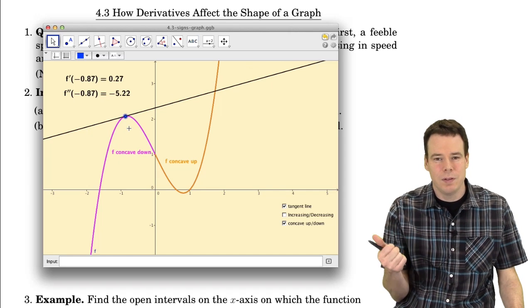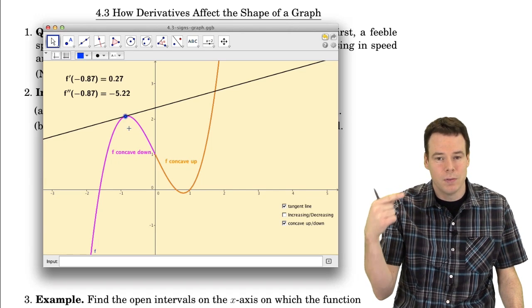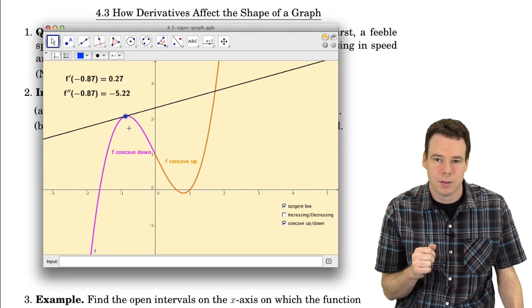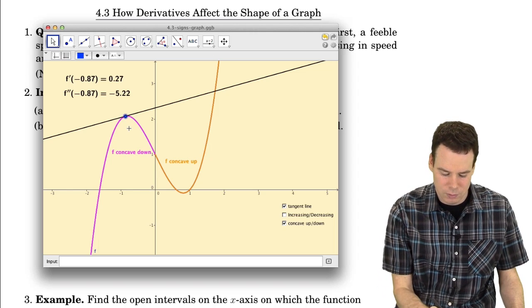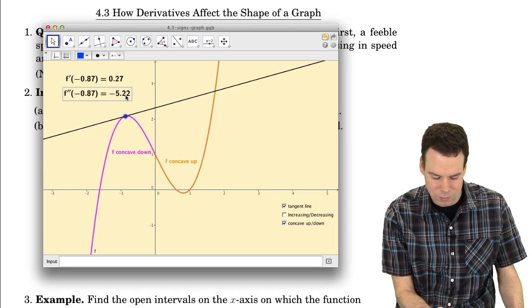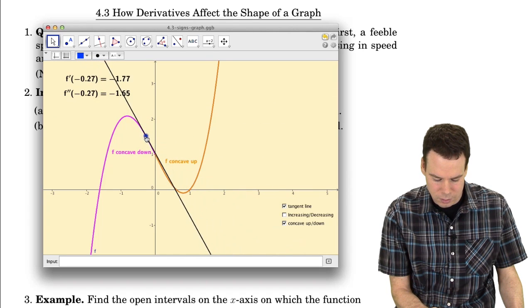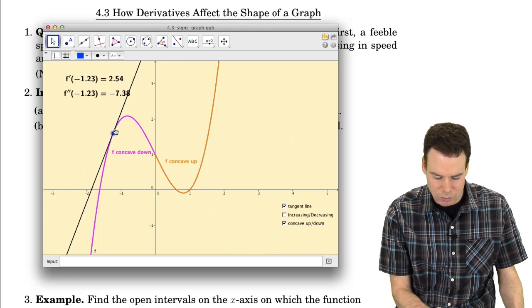Oh, but if the derivative is decreasing, the derivative is a decreasing function, then its derivative must be negative. Well, that's the second derivative of the function. And what do we notice? We notice that the second derivative is negative at the point we're interested in. All these points along this concave down portion, the second derivative is negative.